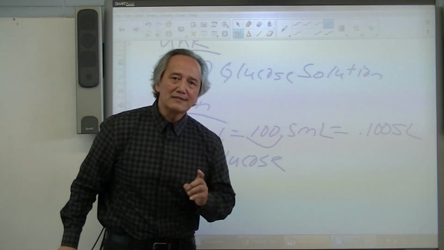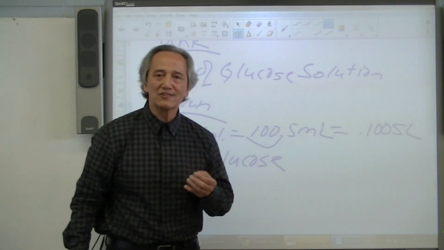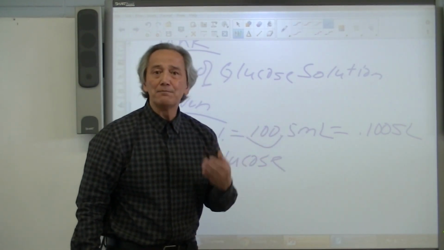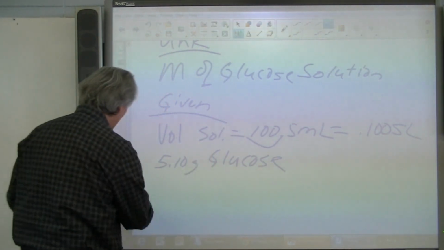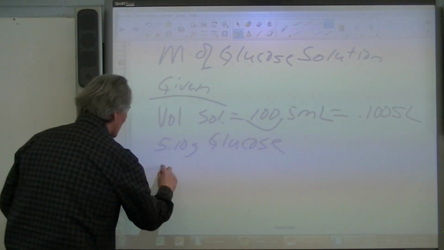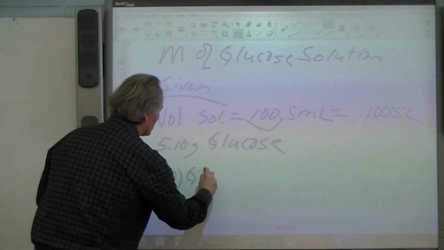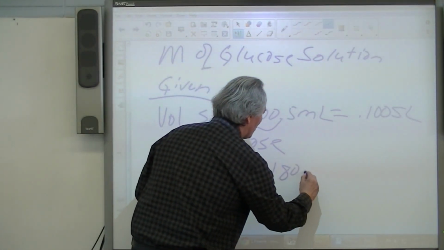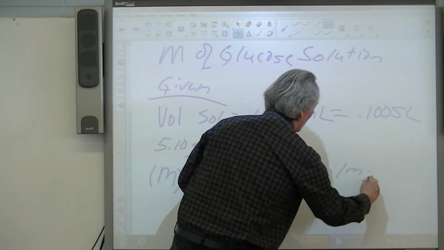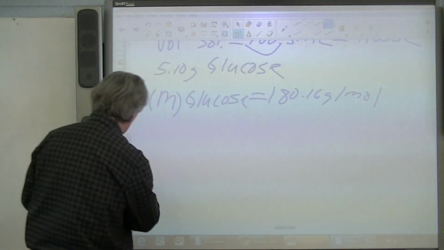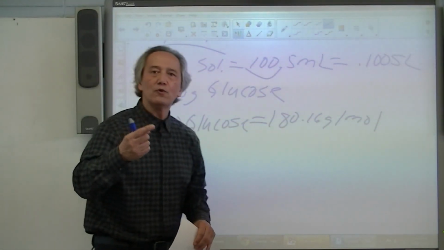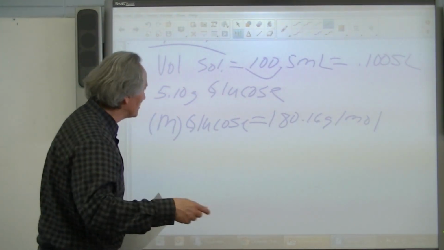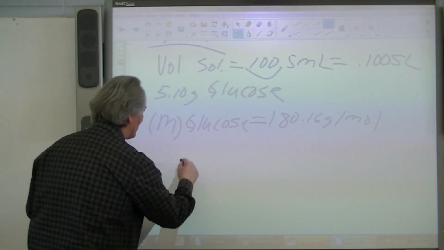Now, recall that moles is the relationship between mass in grams divided by its molar mass. So the molar mass we have to calculate, let's write this directly below that. The molar mass of glucose is approximately 180.16 grams per mole. It looks like we're ready. We've identified the unknown, we've identified the given, and we're ready to plug in our data into our expression of molarity. So let's go ahead and rewrite this.